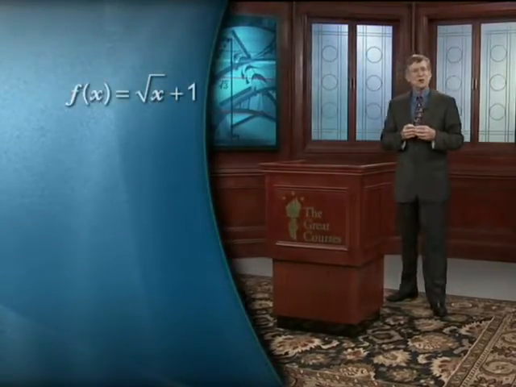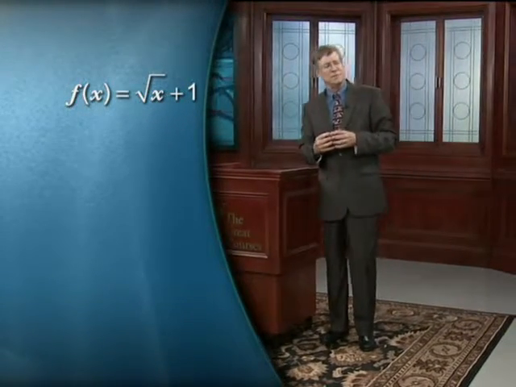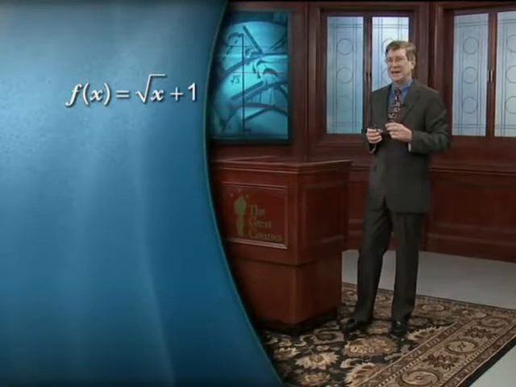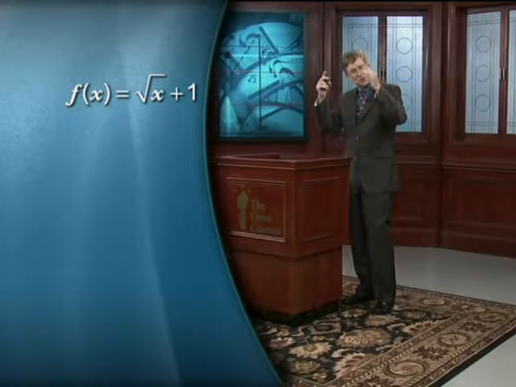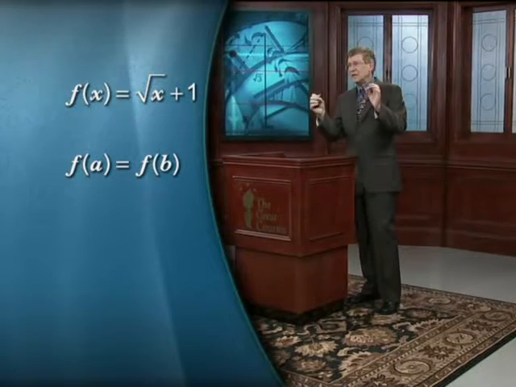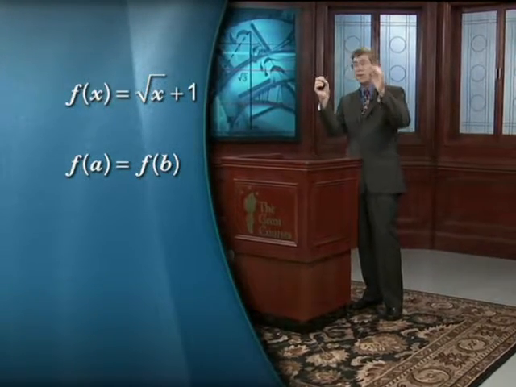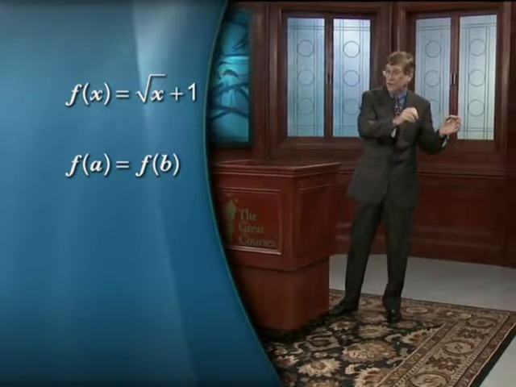How about the function square root of x plus 1? Is this a one-to-one function? And in particular, will it have an inverse? Well, let's try it out. I'm going to use the definition of a one-to-one function to show you how it's used. So what you assume is that f of a equals f of b for two points a and b. And then we want to show that, in fact, a equals b. So we're assuming that two images are the same.